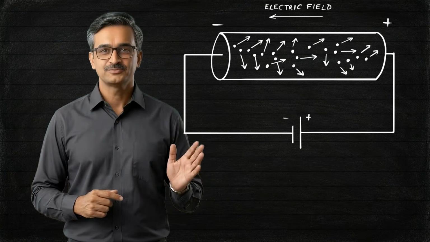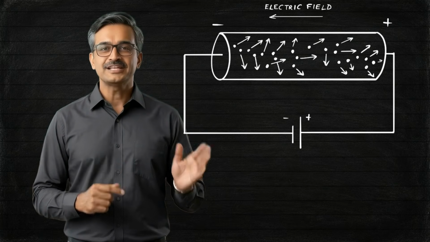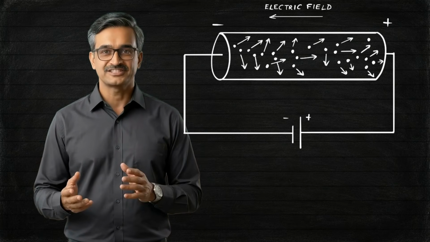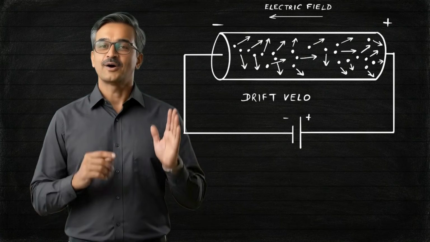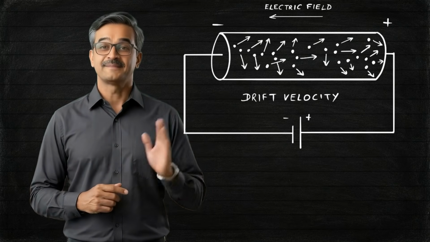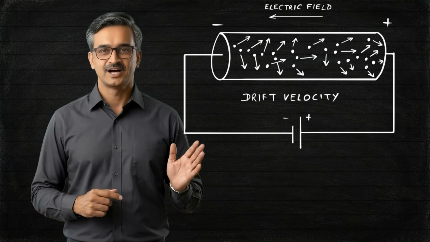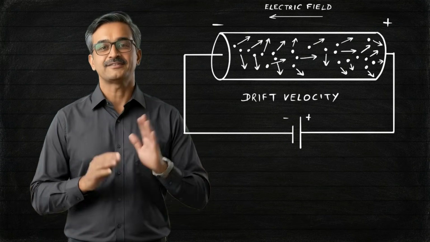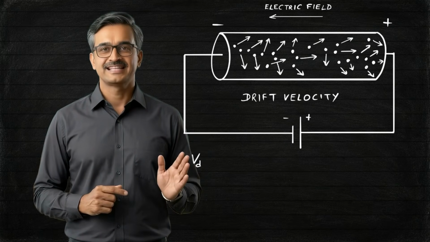Although the electrons move randomly with very high speed, the applied electric field produces a small average motion towards the positive terminal. This average velocity is called the drift velocity. Definition: the average velocity with which free electrons drift through a metallic conductor under the influence of an electric field is called the drift velocity. It is represented by V sub d.